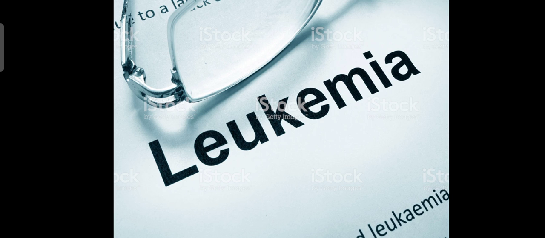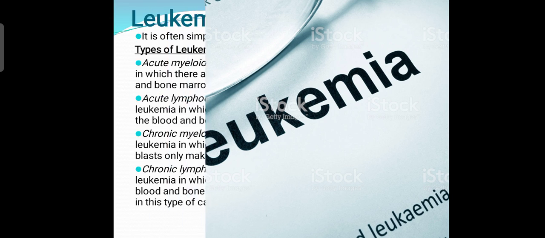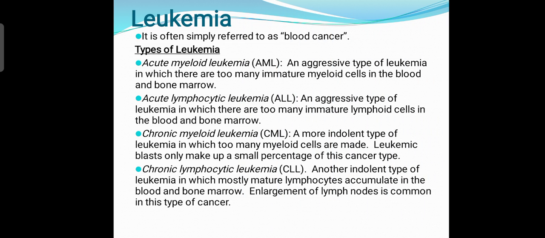So the next important disease we are moving to is leukemia. Leukemia is also known as blood cancer. So cancer is said to be an uncontrolled cell growth in our body. So blood cancer, or otherwise called leukemia, is classified into four different types, that is acute myeloid leukemia, acute lymphocytic leukemia, chronic myeloid leukemia, and chronic lymphocytic leukemia.